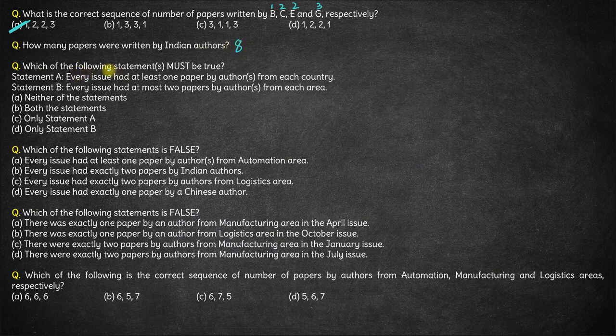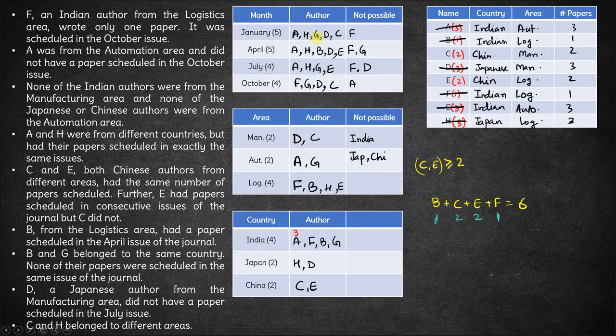Okay. Next, which of the following statements must be true? Okay, let's look at these statements here. Statement A, every issue had at least 1 paper by authors from each country. Okay, let's see if this is true. So can each issue have authors from all the 3 countries? Let's see. For January, we have A from India, from Japan we have H, and from China we have C. So this fits. January has authors from all the 3 countries.